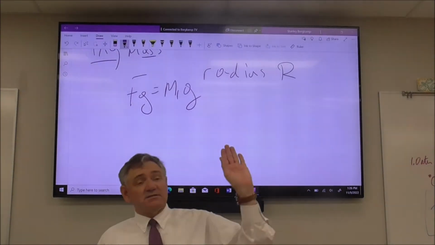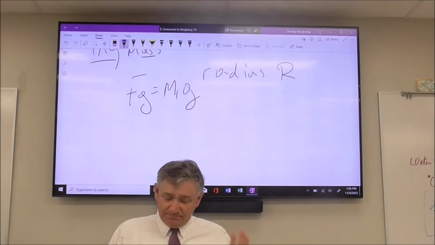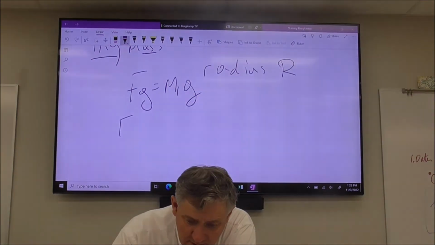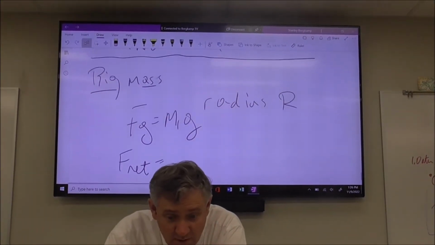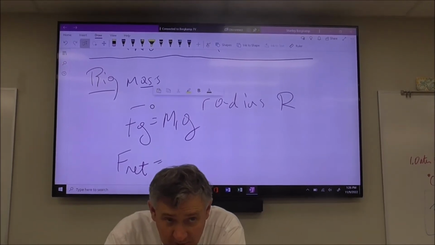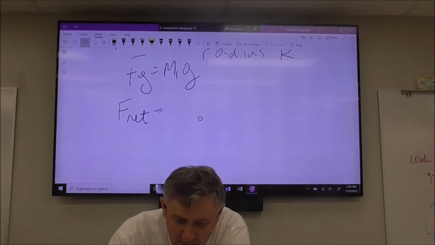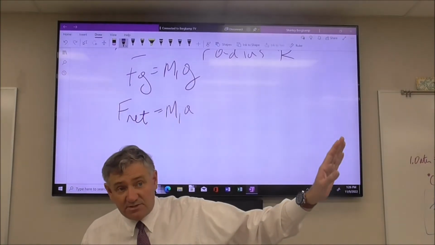I don't know what the radius is. I don't care what the radius is. I just know that it's going to be R. That's the only thing I know. So here's the deal. We're going to look at the net force. Now, which one is bigger for the big mass, force of gravity or the tension? Gravity. So that's going to equal M1A, because any net force is mass times acceleration.